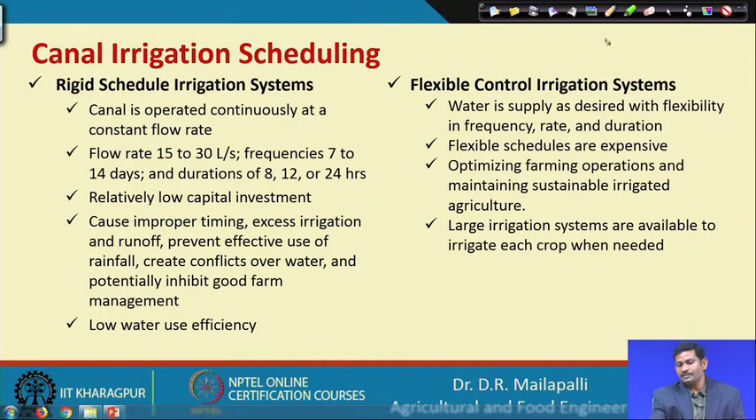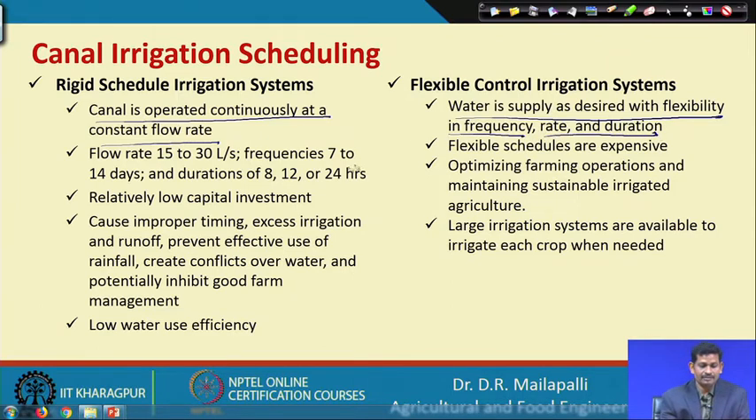So, there is a difference between rigid and flexible scheduling. In rigid scheduling, the canal is operated continuously at a constant flow rate. In flexible scheduling, water supply is as desired, flexible in frequency, rate or duration. The flow rate is generally 15 to 30 liters per second, frequencies could be 7 to 14 days, and durations could be 8 hours, 12 hours, 24 hours, kind of fixed.